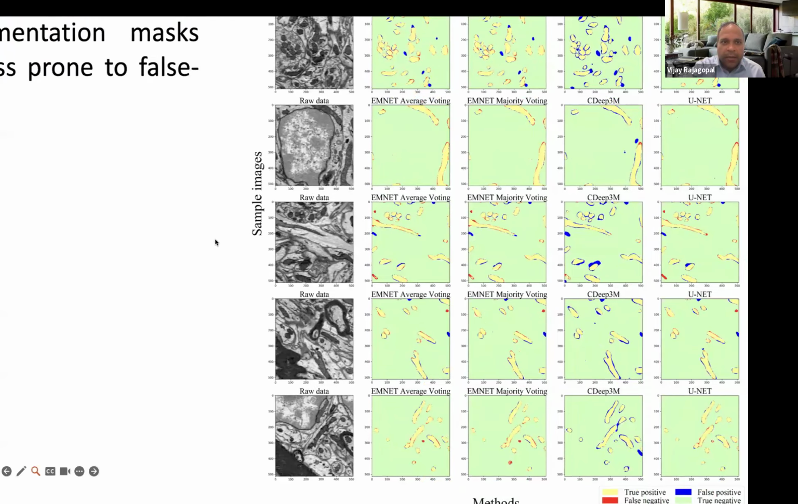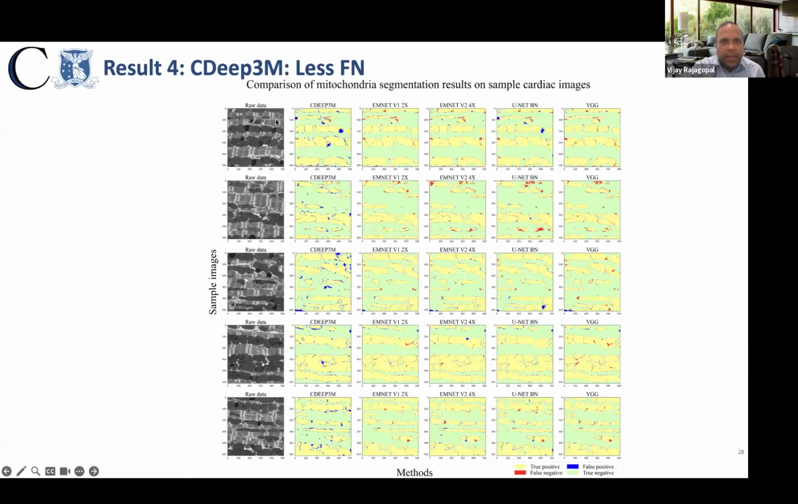Let me come back. Here we go. Here's a look at the CD3M compared to EMNet for a cardiac data set. And what you can see is in CD3M, we find for cardiac that it produces fewer false negatives, but EMNet produces more. So the story is not that one is better than the other. It's that you get different behaviors with these AI models for different types of data.